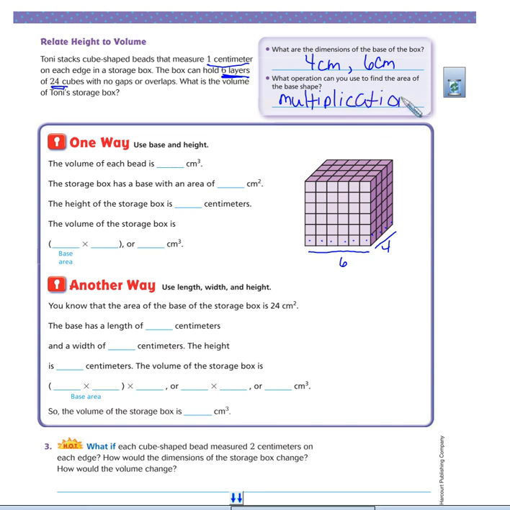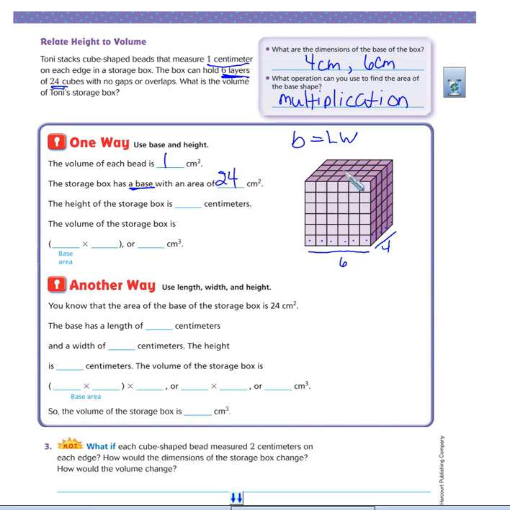To find the area of this base. So the volume of each bead, if I'm just taking one of these little beads out, this right here, is going to be 1 centimeter cubed, because it says that in my answer. The storage box has a base with an area of, so if I'm talking about base, remember base equals my length times my width. So my length times my width, 6 times 4, is going to give me 24 centimeters squared.